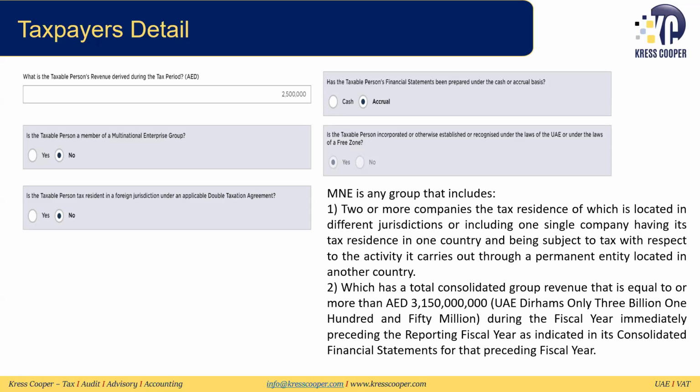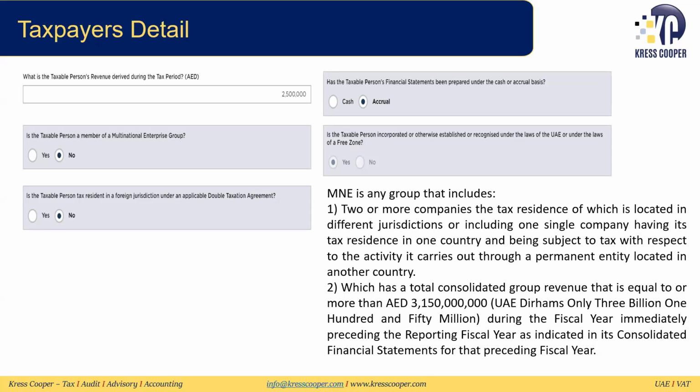Now, it is asking you, is the taxable person a member of a multinational enterprise group? Now, what is a multinational enterprise group? It is where two or more companies have their tax residence located in different jurisdictions. So an MNE is basically a group of companies where two or more of the companies in the group are tax resident in different jurisdictions, or including a single company tax resident in one jurisdiction and subject to tax with respect to the activity it carries out through PEs located in other countries. So basically, you have to be in more than one country.